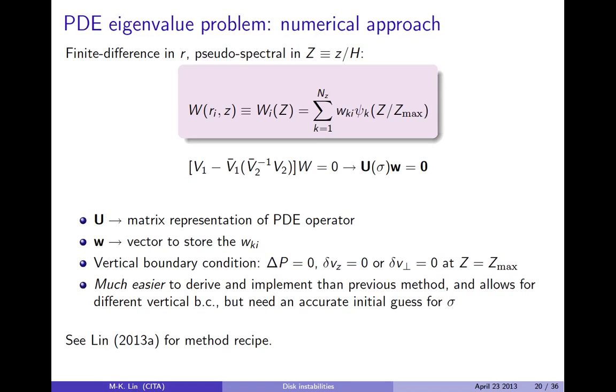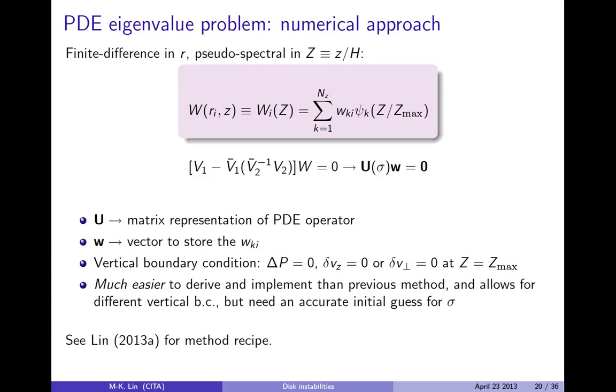And a quick note on the numerical method. In the previous case, we were doing a spectral approach, writing the vertical dependence in terms of Gegenbauer polynomials. I'm now going to take a slightly different approach, which is the pseudo-spectral method. In the pseudo-spectral method, we use finite difference in radius, but for the vertical dependence, we expand in terms of some set of orthogonal polynomials. In these kinds of problems, it's conventional to use Chebyshev polynomials.